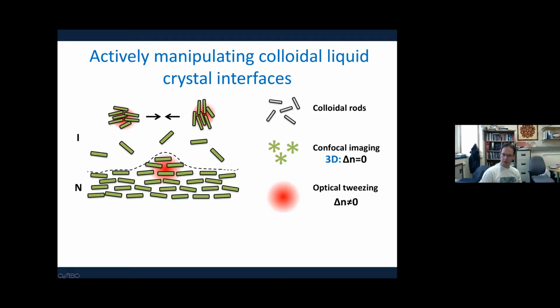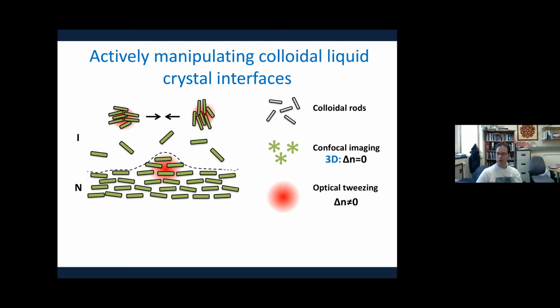The problem is that, for those of you who are familiar with confocal imaging, to do 3D confocal imaging, you need to make sure that you can actually image inside the bulk of your system. In other words, the refractive index of the particles needs to be very close, and ideally the same as that of the solvent the particles are dispersed in, which means that the refractive index contrast, delta N, has to be equal to zero to really achieve 3D imaging.